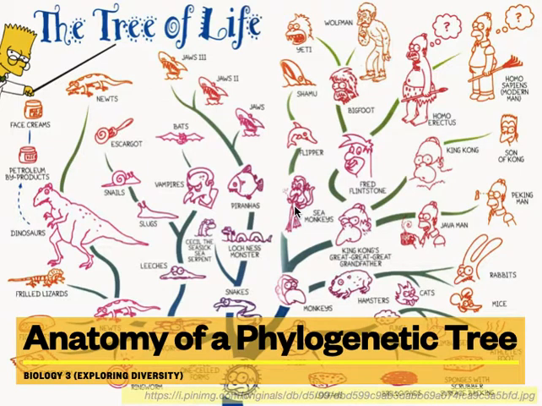This is lesson 3 of Biology 3, Exploring Diversity for the first quarter. Our lesson for today is on the anatomy of a phylogenetic tree. At this point, we were taught about the different types of classification schemes as well as the different types of trees generated. Now it's important for us to understand more how to map out a phylogenetic tree.